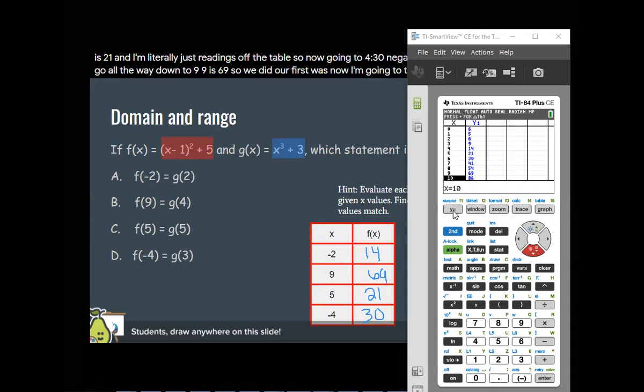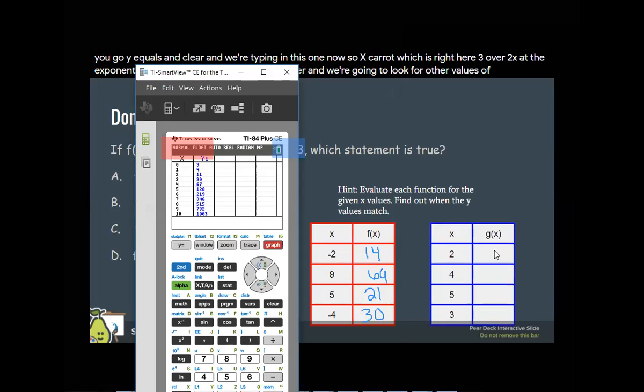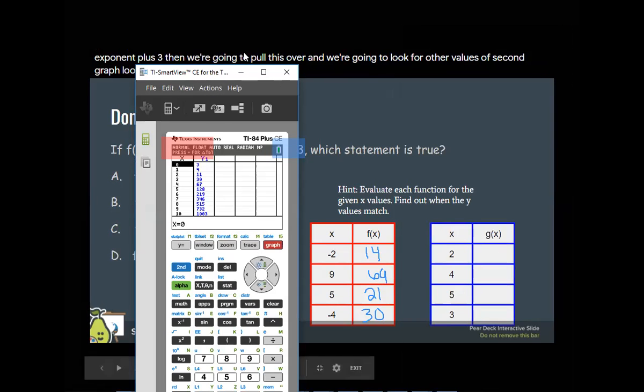So now we're going to type in our second equation. We're going to go y equals and clear. And we're typing in this one now. So x caret, which is right here, 3, over to x at the exponent plus 3. Then we're going to pull this over, and we're going to look for our other values. So second graph, we're looking for 2, 4, 5, and 3. So 2 is 11. 4 is 67. 5 is 128. And 3 is 30.